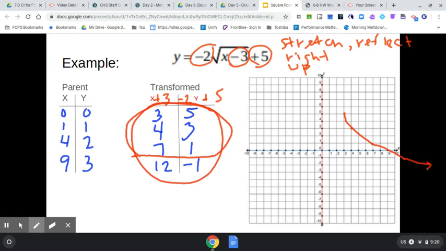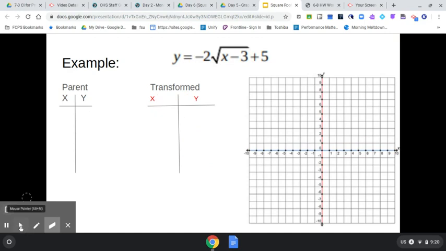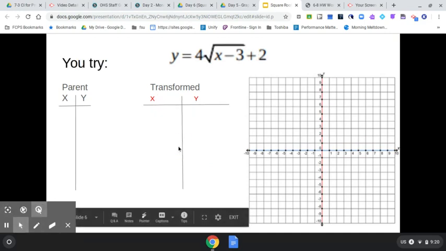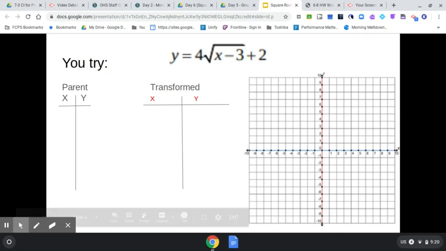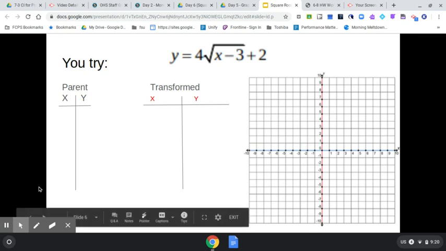Notice that the graph has flipped over the x-axis. It's stretched in the vertical direction. It's again shifted right and then up. Guys, the next example that we have is a U-try. So what I would like you to do is pause the video here, go ahead and see if you can graph this transformed square root function, and then when you're ready, unpause the video to see the solution.